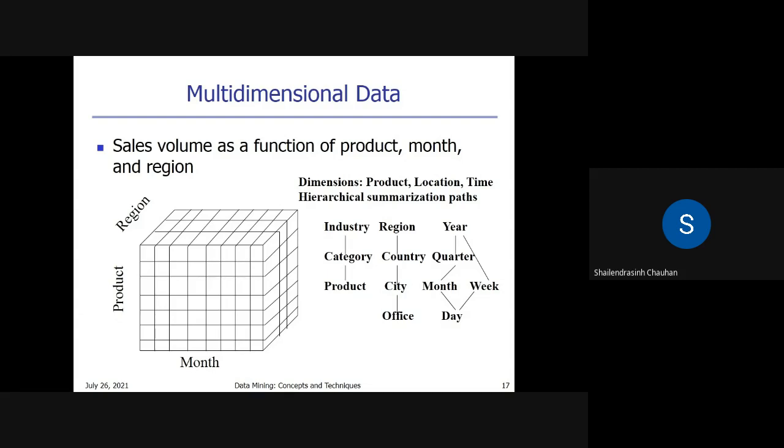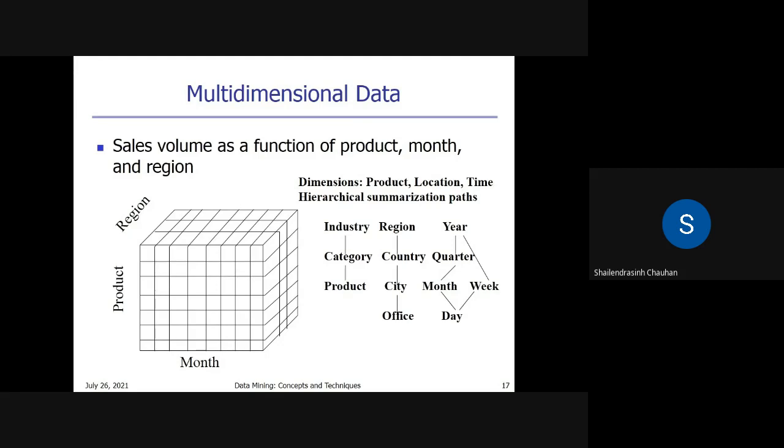Okay, so here we have the dimensions month, product, and region. We can convert these dimensions into other formats also. For example, let us say we have three dimensions like product, location, month, or month, product, region. We can represent the same thing in a different format. We can prepare a kind of hierarchy.